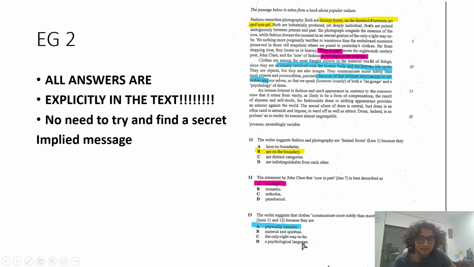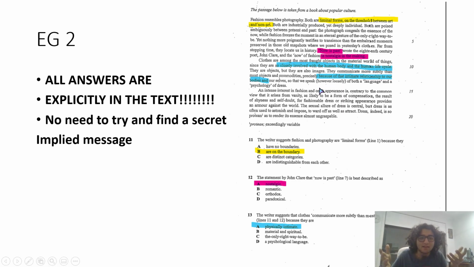D, a psychological language. This is where a lot of people trip up. Because the next sentence says, so that we speak, however loosely, of both a language and a psychology of dress. Now, sure, clothes are a language and a psychology of dress. So they are psychological languages. But the sentence that it's asking for is, clothes communicate more subtly than most objects, right? Because they are intimate relationships to our body. Let's just read this entire sentence. They communicate more subtly than most objects and commodity precisely because of that intimate relationship to our bodies.